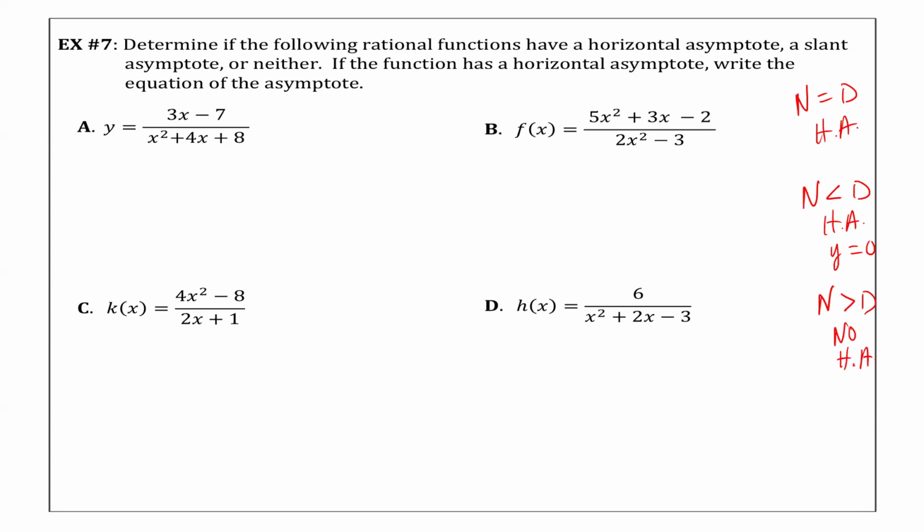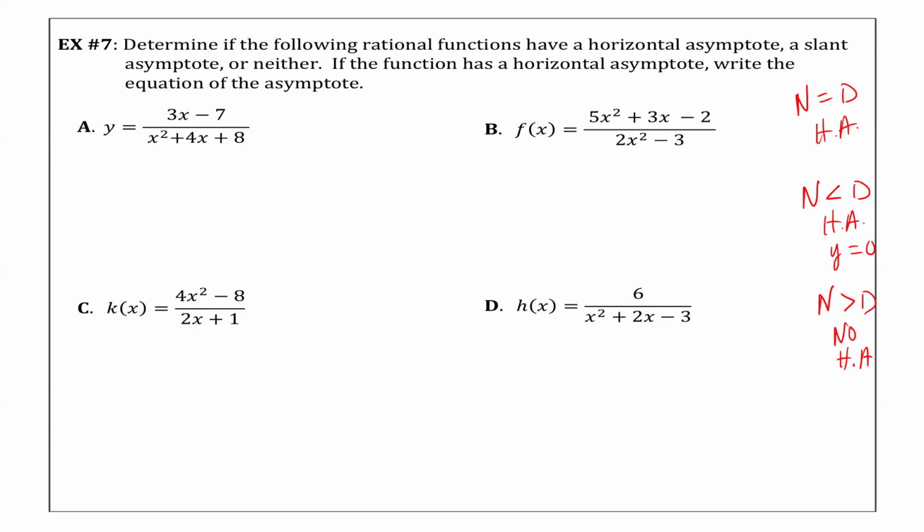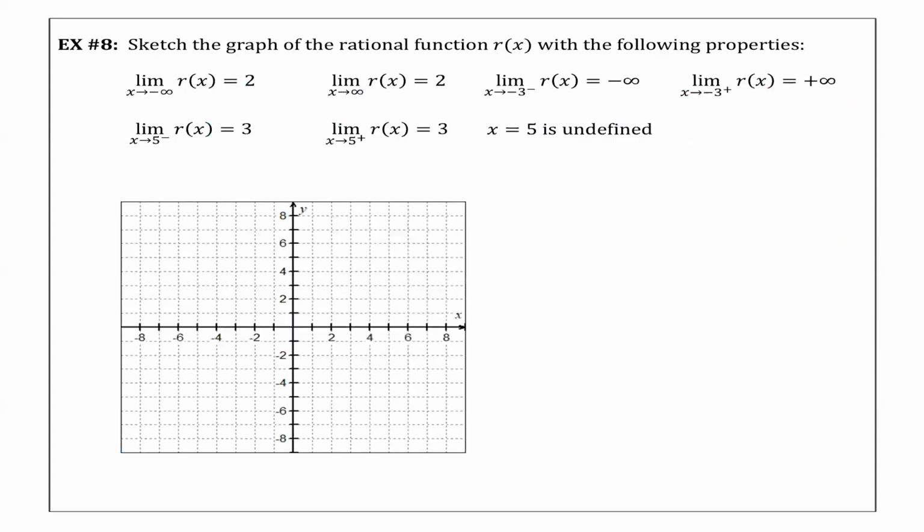No, ask me. I'm here. Go. This one? You've already answered all the questions. You have your vertical, there's no horizontal, and you found your slant. No, you're good. Perfect. So again, on here, you look at the original, pay attention to the degrees of the numerator and denominator, and you decide whether it's horizontal or no horizontal or a slant. Correct? Doable? All right.